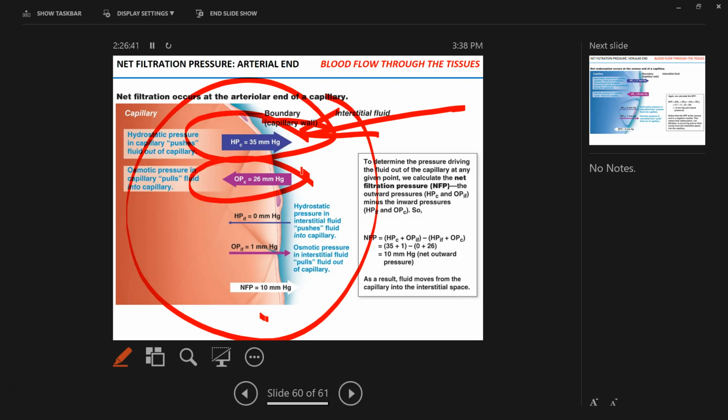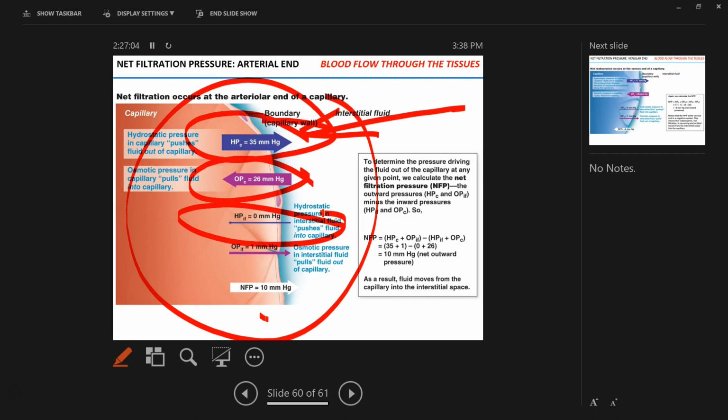Capillary osmotic pressure. Where does it pull fluid? From back, right? So they work against each other. So 35 drives to the right, 26 drives back. What's the difference? 9. Okay, 9.